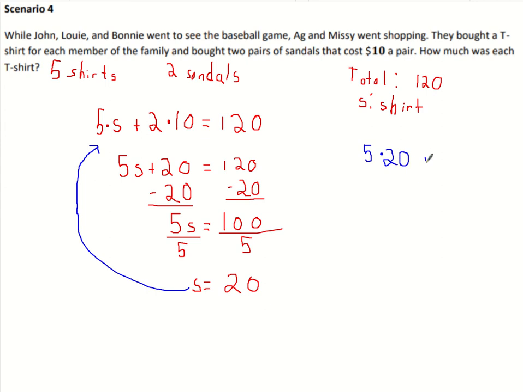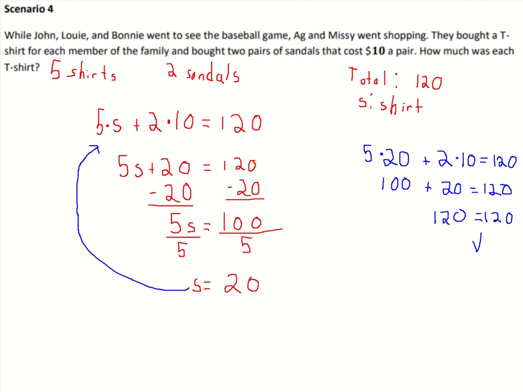20 plus 2 times 10 equals 120. 5 times 20, that's going to be 100. Plus 2 times 10, that's going to be 20. It's going to be equal to 120. Then 100 plus 20, that's 120. Does 120 equal 120? Of course it does, which means that that is correct, which means that S is equal to 20.